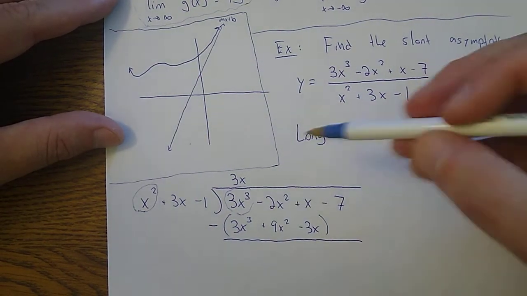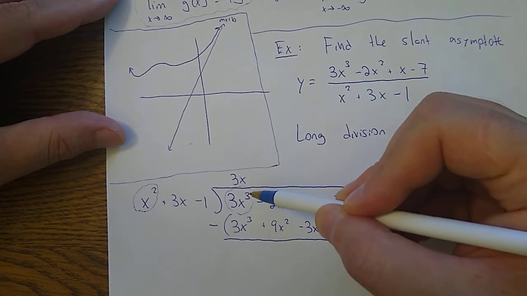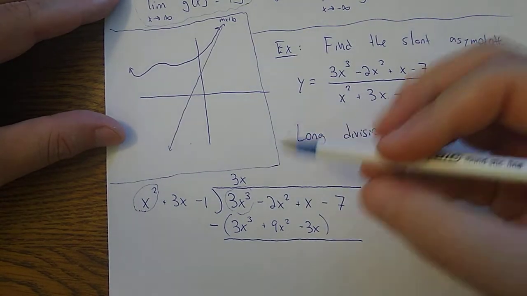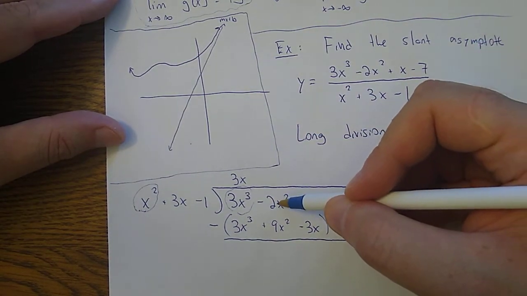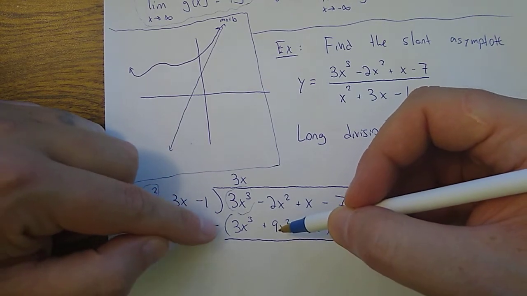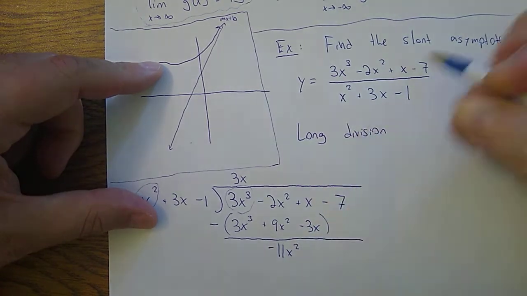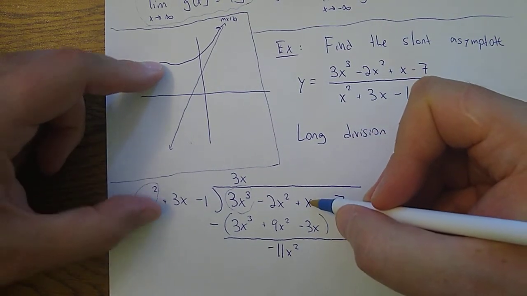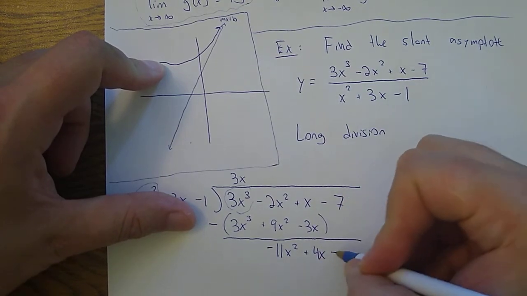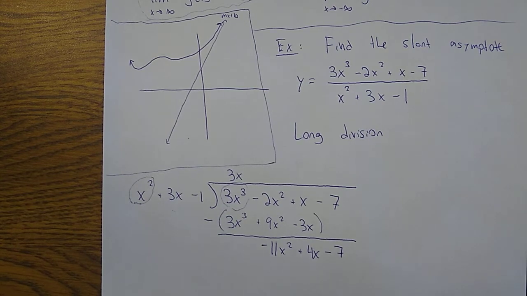Okay, whenever you do this, the first thing should just go away. It should always just go away. I see 3x cubed minus 3x cubed. Good, that's gone. Other than that, I have a minus 2x squared minus a 9x squared. This is where I have to remember this minus. So that's negative 11x squared. And then I have a plus x plus 3x, so 4x. And I'll just carry the 7 down. Okay.